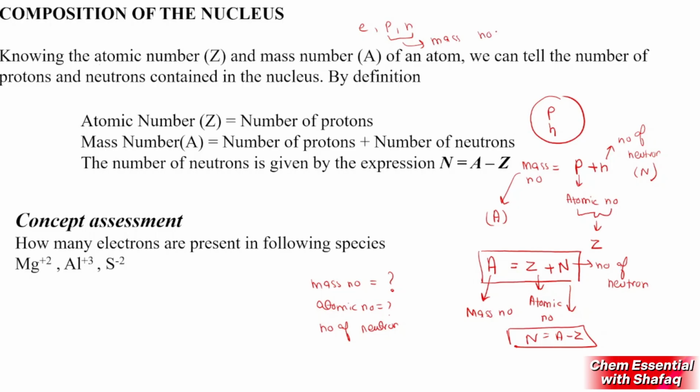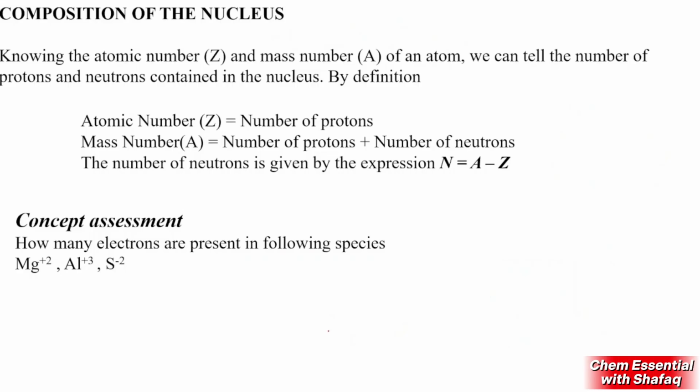So mass number is always the sum of proton and neutron, and we can also call proton count the atomic number. Keep this fact in your mind and do not confuse atomic number with any other subatomic particle. Atomic number is always the number of the protons present in the nucleus. Now we can solve these concept assessments in order to check the concept.